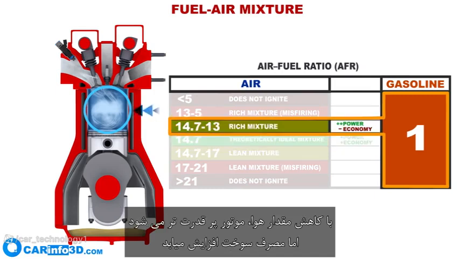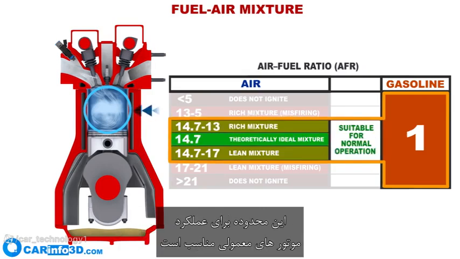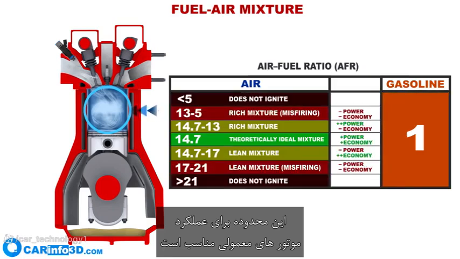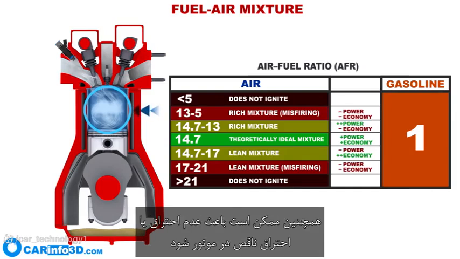By reducing the amount of air, we get a more powerful engine but a poorer fuel economy. By increasing the amount of air, we get a more economical but less powerful engine. This range is suitable for normal engine operation. Further changes in the gasoline-to-air ratio will result in increased gasoline consumption and decreased power. Misfiring of the engine is also possible.